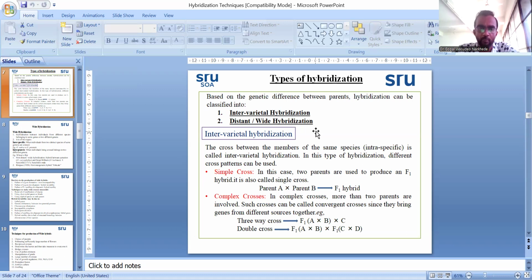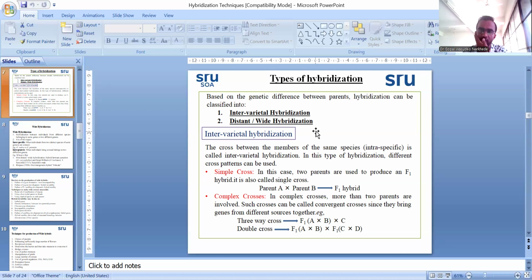The second type is the complex cross. In a complex cross, more than two parents are involved. Such crosses are called convergent crosses, since by following these complex crosses we are bringing different genes together, transferring different genes from different sources into a particular variety. There are again two types of complex crosses: the three-way cross and the double cross.